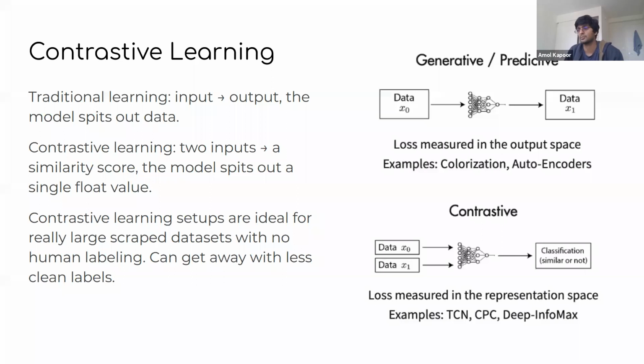So contrastive learning setups are really ideal for large scraped datasets with no human labeling. The trade-off, of course, is that your underlying embedding space is probably not going to be as good, but if you have enough data, maybe this will still work.